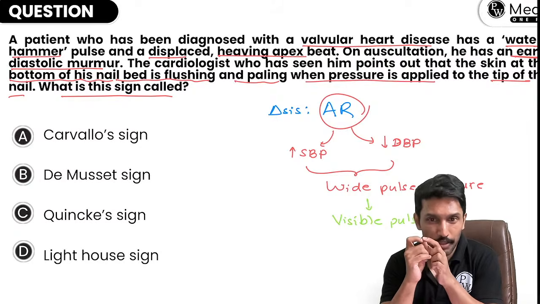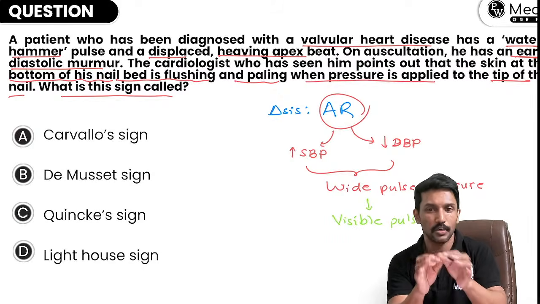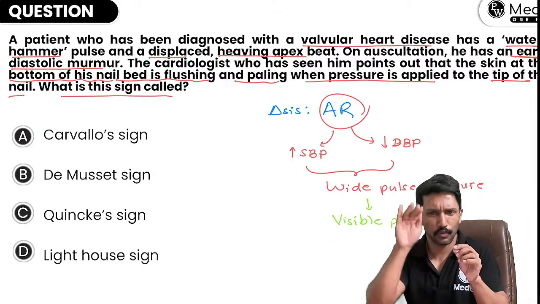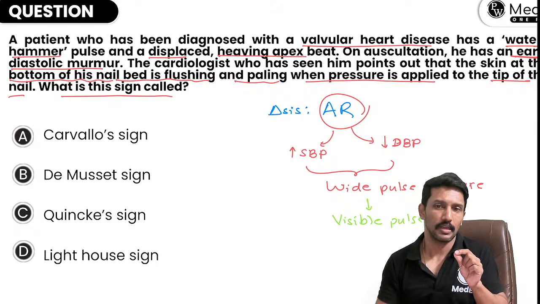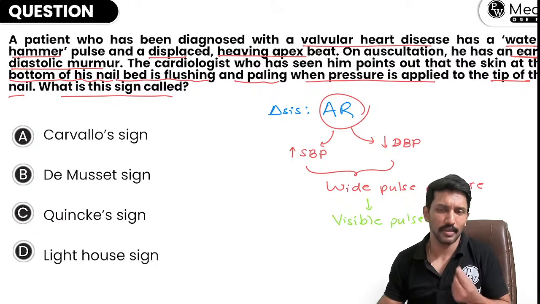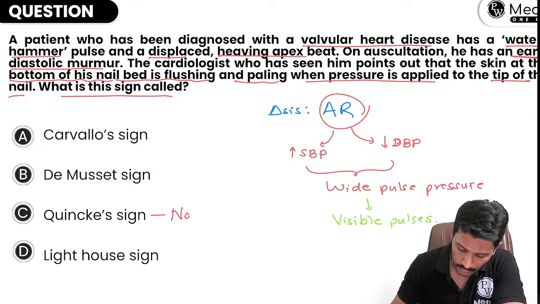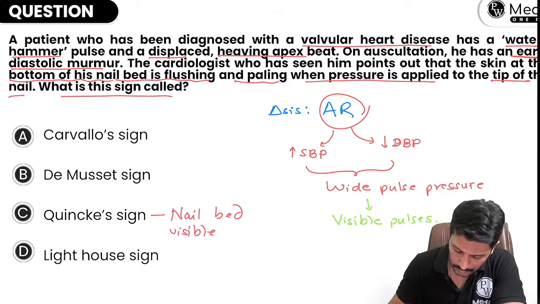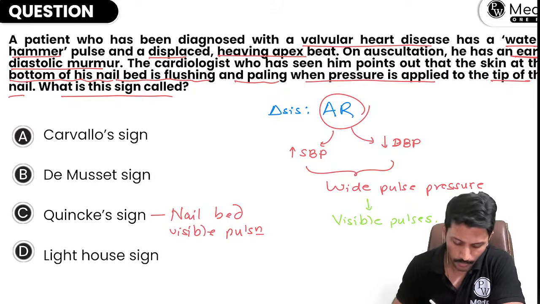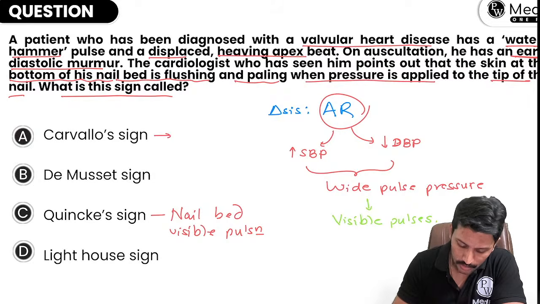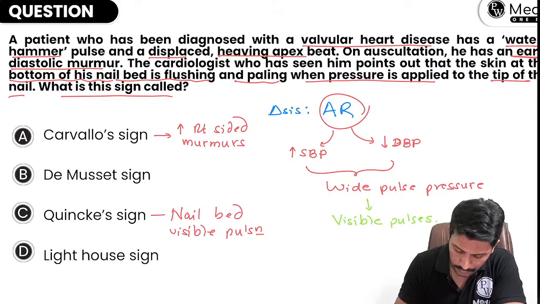So this alternating flushing is because a lot of blood is gushing into the capillaries during systole, and in diastole the flow is dropping because the diastolic pressure is less. So that's basically visible nail bed capillary pulsations, and we call that Quincke's sign. Nail bed visible pulsations is Quincke's sign. Okay, Carvalho sign I just told you. Increase in right-sided murmurs on inspiration is called Carvalho sign.